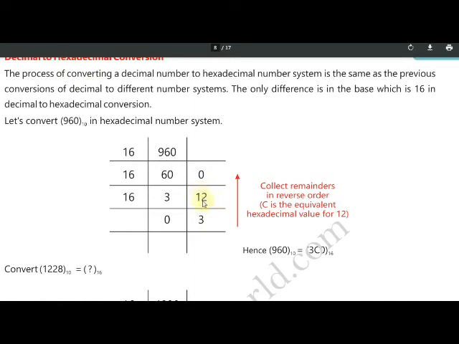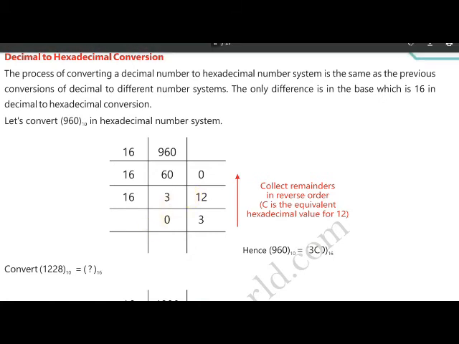Use its alphabet, which represents the value of 12, and that alphabet is C. That means C represents the value of 12. So what will be the hexadecimal of 960? That is 3C0. 3, C means 12, 0. Understand? So this is the method to convert decimal to hexadecimal.